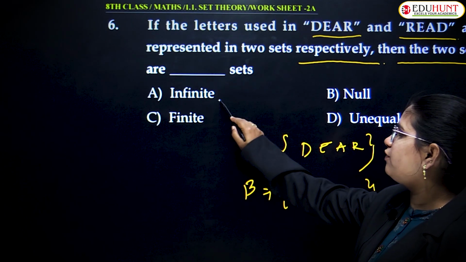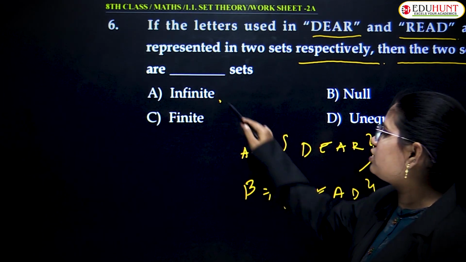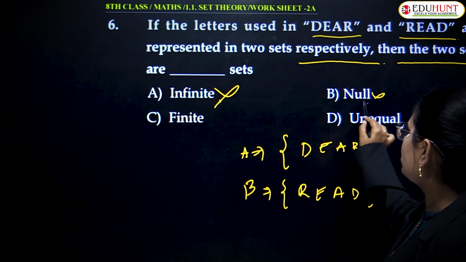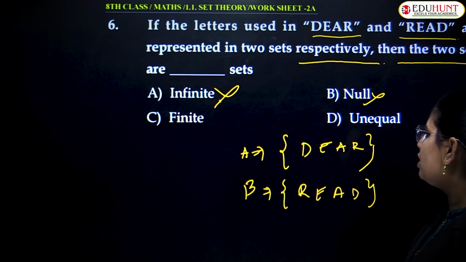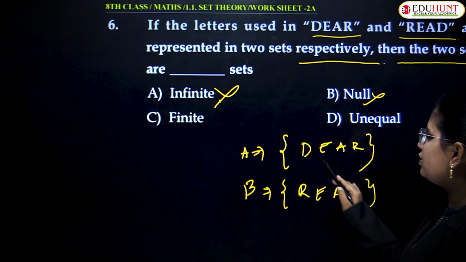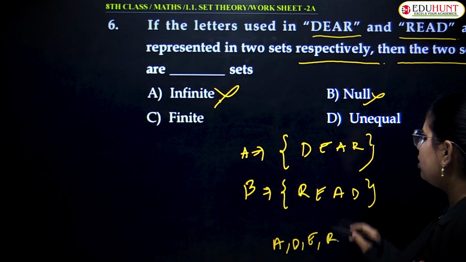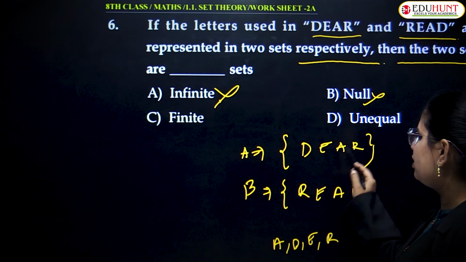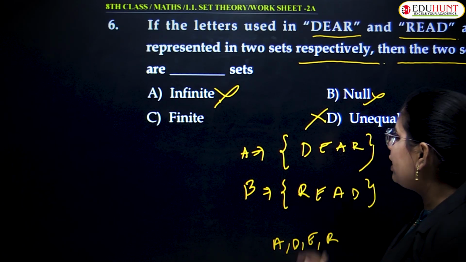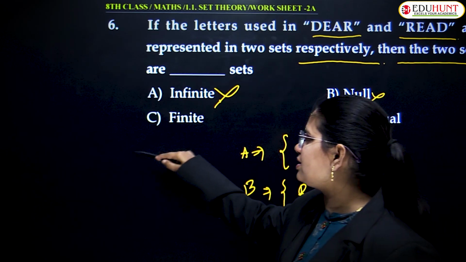So if I take the infinite option, we can count the number of letters that are there. So this is not an infinite option and this is not a null option too, because we have a common element from both the sets. And if you observe, the letters A, D, E, R are the same in both, so it is actually equal sets, but here in the option it is given unequal. And yes, we can count the number of letters, so that means it is finite.